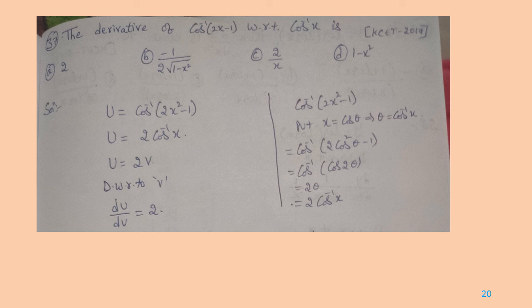So the value of cos inverse x is v. So u can be taken as 2 into v. Now if you differentiate with respect to v, du by dv equal to 2. So cos inverse (2x square minus 1), how do you get it as 2 cos inverse x?